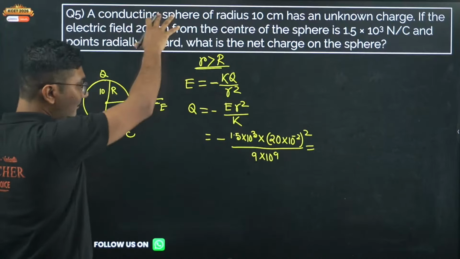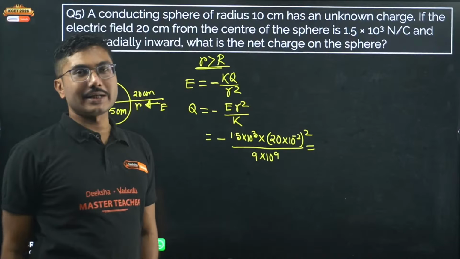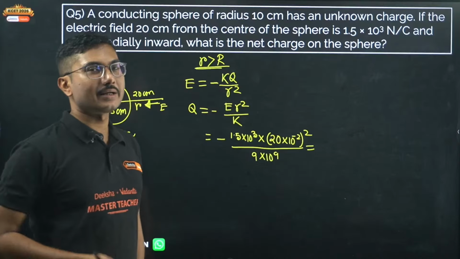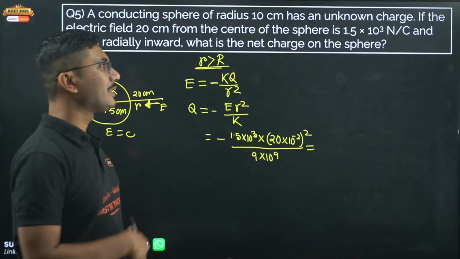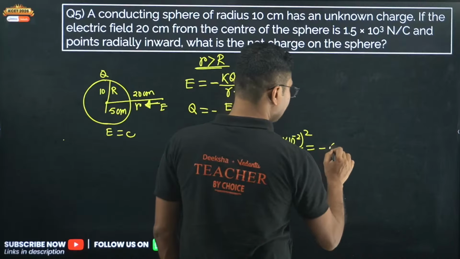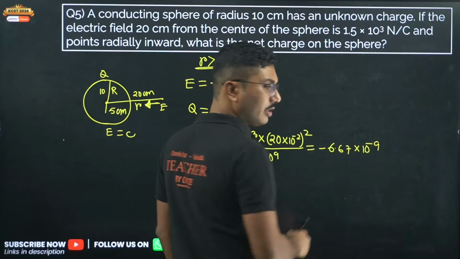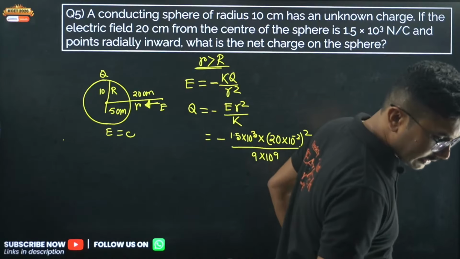Generally, if this question is coming, they will add one more part to this question. They will say, now calculate the electric field at a distance 5 centimeter. Okay, that will be 0. Clear? The earlier answer will be minus 6.67 into 10 to the power of minus 9. That's what most of you got, and I guess that is correct.